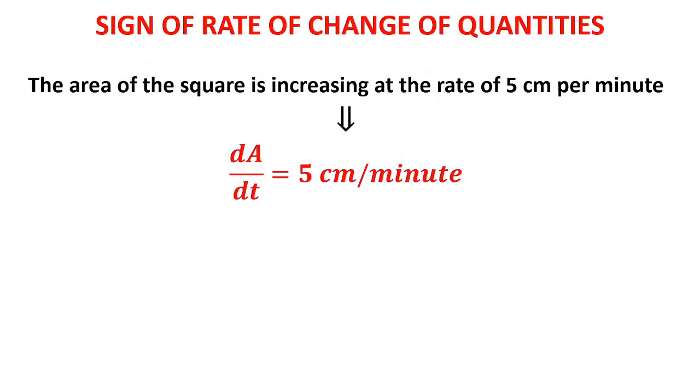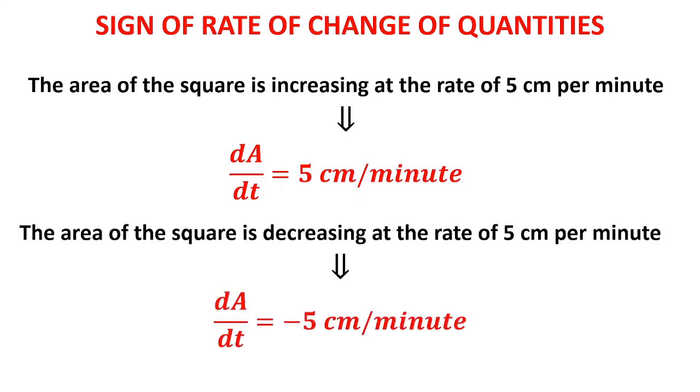Therefore, the area of the square is increasing at the rate of 5 cm given in the question. You have to take dA by dt is equal to 5. Suppose they are telling area of the square is decreasing at the rate of 5 cm per minute, you have to take it as dA by dt as minus 5. Whenever, read the question carefully. When they are telling it is increasing, take it as plus. If it is decreasing, then take the derivative as minus.